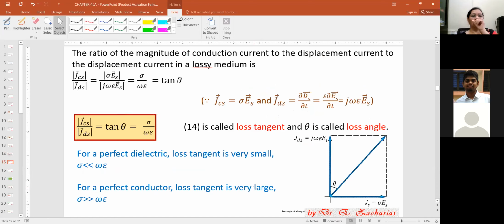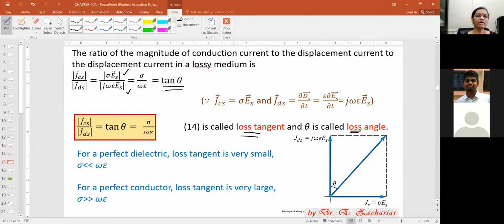Okay, now that significance of sigma by omega epsilon. The ratio of the magnitude of conduction current to the displacement current in a lossy medium is sigma by omega epsilon. Okay, and what we are doing here is just substituting for sigma, substituting for omega epsilon. When you do that, what are you going to get? So we will call this as tan of theta, where this tan theta is called the loss tangent. It's a measure of the loss. And this theta is called the loss angle.